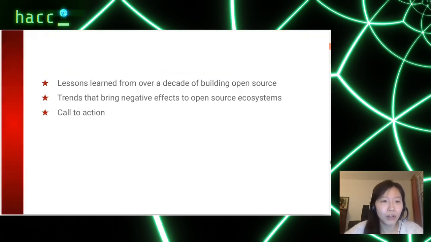Today, I'm going to cover three topics. At first, I want to talk a little bit about the lessons learned and examples of how we build open source projects and community, and how open source is a model that can enable global collaboration. And then I want to touch briefly on two trends that bring negative effects to the open source ecosystem that I have seen in the past few years. And finally, a small call to action. Lessons learned.